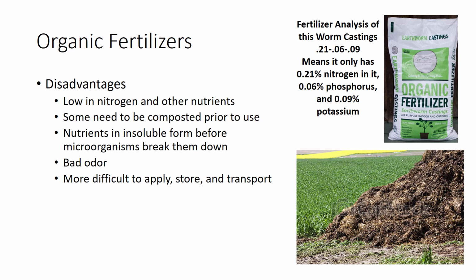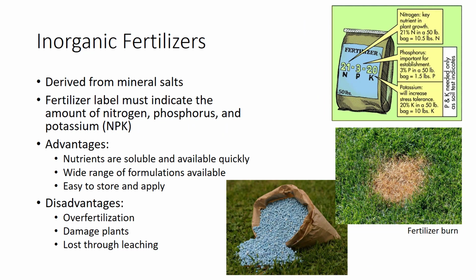Note the bag of worm castings on the video. The analysis is 0.21, 0.06, 0.09. That means that it only has 0.21% nitrogen in it, 0.06% phosphorus, and 0.09% potassium. That's not much. Inorganic fertilizers are materials that are derived from mineral salts.